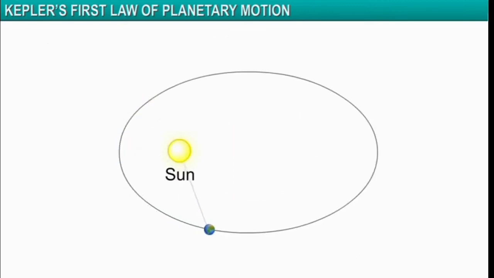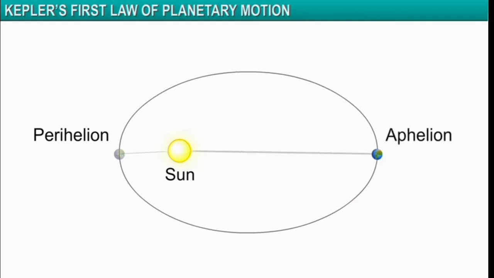As you can see, in an elliptical orbit, the distance of the planets from the Sun is not constant. The closest point on a planet's orbit from the Sun is called perihelion, and the furthest point from the Sun is called the aphelion.